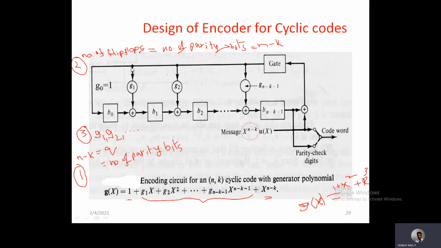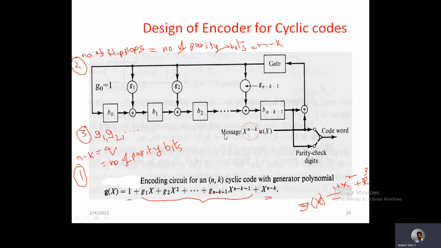If it is 1, there will be a short circuit connection. If the coefficient is 0, there will be an open circuit connection, so there will be no feedback connection. And also you can clearly identify that every flip-flop output makes an XOR operation with the feedback element. Again, the second flip-flop output also makes an XOR operation with the feedback connection, and again the third flip-flop output also makes an XOR operation with feedback, and so on. And then the final flip-flop output makes an XOR operation with the message bits. Let us assume this is the message bits. Okay, don't worry about the representation.